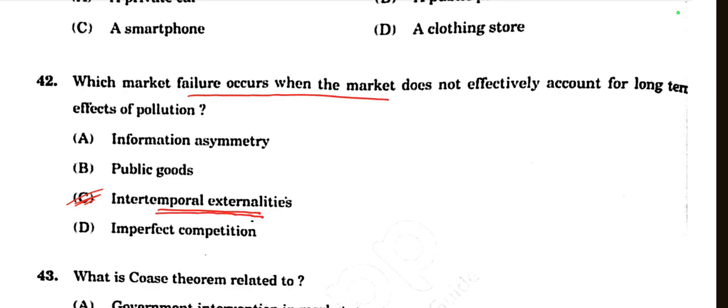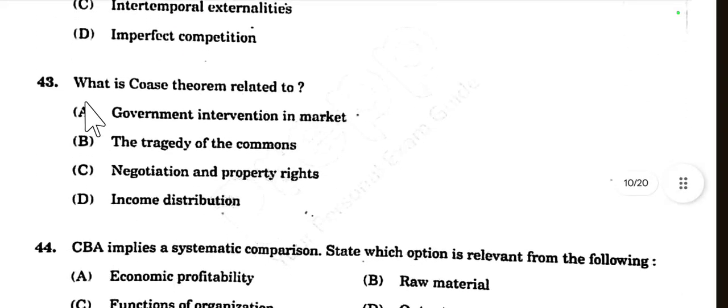Intertemporal externalities occurs when the market doesn't effectively account for the long-term effect of pollution. So option C is the right choice here. Then question number 43, what is Coase theorem related to?